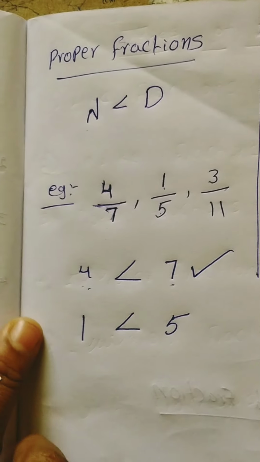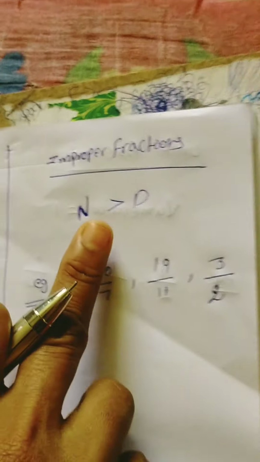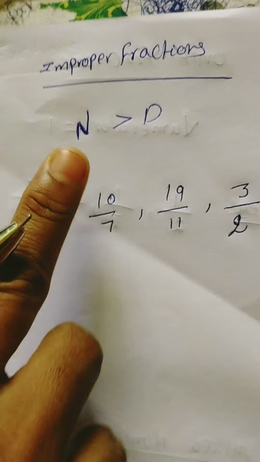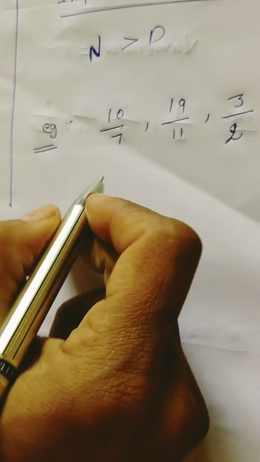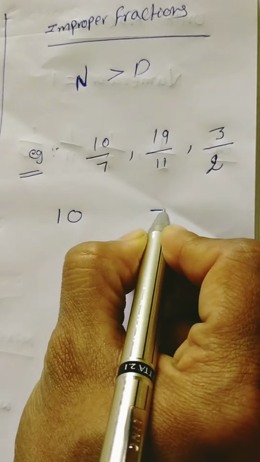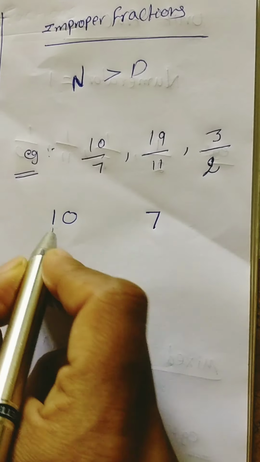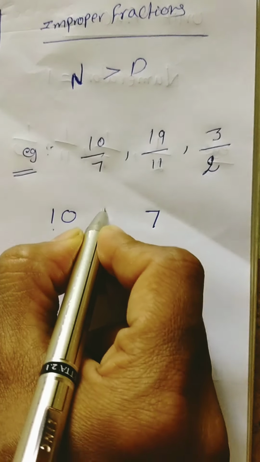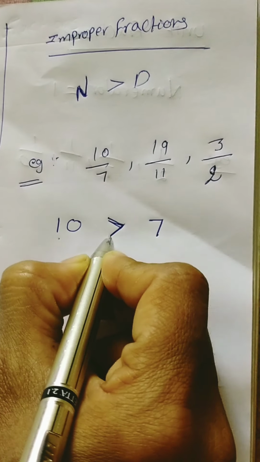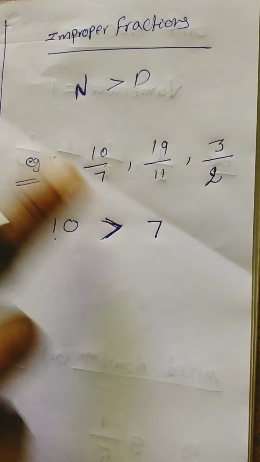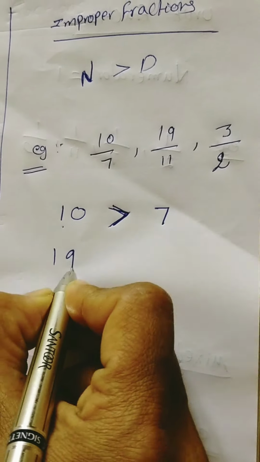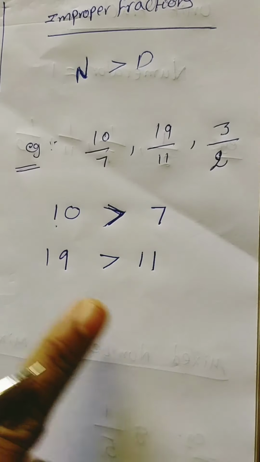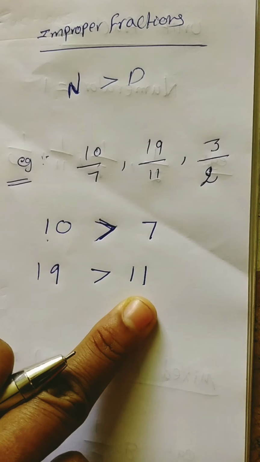The next type of fraction is the improper fraction. In this, the numerator is always greater than the denominator. Let us see the examples. Here 10 is the numerator and 7 is the denominator. 10 is the bigger number, so the numerator is greater than the denominator. So these fractions are called improper fractions. They are like 19 by 11. In this one also, 19 is greater than the denominator, which is 11.